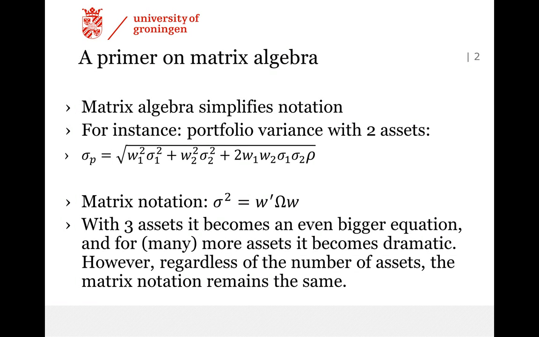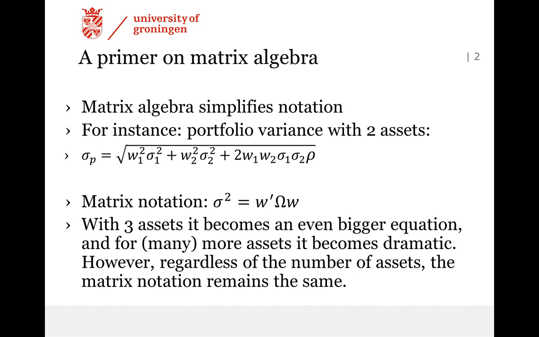Well, not a very lengthy formula though, but at least when we do it in matrix notation, we can write it down much simpler using this equation where we have sigma squared is W' Ω W. And so W represents the portfolio weights. It's a vector of portfolio weights, and omega represents the covariance matrix.